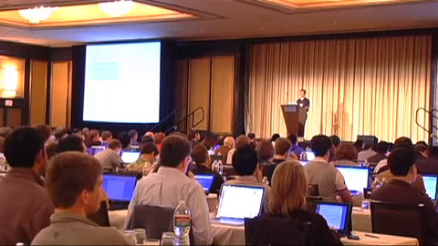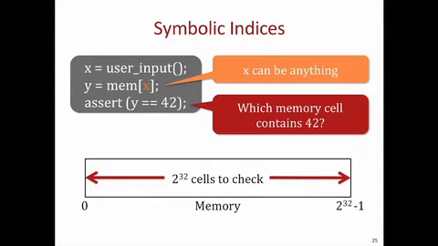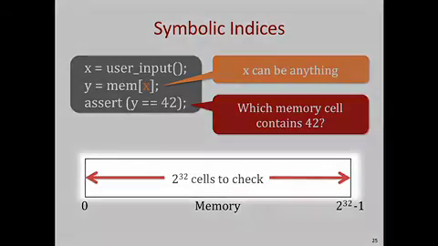And the problem here is that if a symbolic index is used, and if we want to reason about the loaded value after the symbolic memory access, then we have to essentially reason about all possible cases that this symbolic index can refer to. For instance, in the worst case, we have to reason about 2 to the 32 possible memory cells in a 32-bit machine. So why does this symbolic index matter in exploit generation?